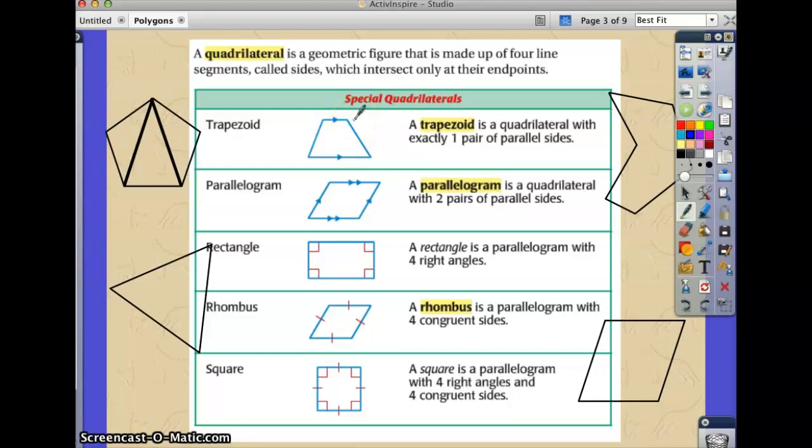A parallelogram is a quadrilateral with 2 pairs of parallel sides. So these are parallel and those are parallel. It makes it a parallelogram. A rectangle is a parallelogram with 4 right angles. A rhombus is a parallelogram with 4 congruent sides. And a square is a parallelogram with 4 right angles and 4 congruent sides. Make sure you get those written down.